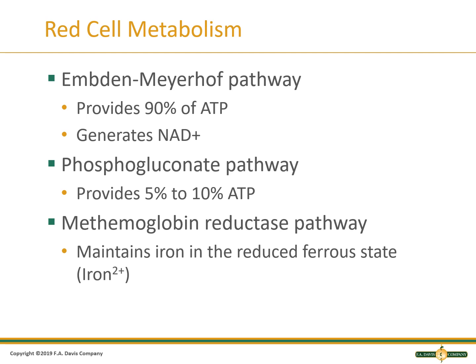So within that red cell metabolism, there are 3 ways that it can acquire that. The first way is the Embden-Meyerhof pathway. That provides 90% of the ATP or energy that is needed. The second way is the phosphogluconate pathway, which provides 5 to 10% of the ATP. And lastly, there's the methemoglobin reductase pathway. This keeps the iron in a reduced ferrous state so that the hemoglobin can bind oxygen and then deliver it to the tissues of the body.